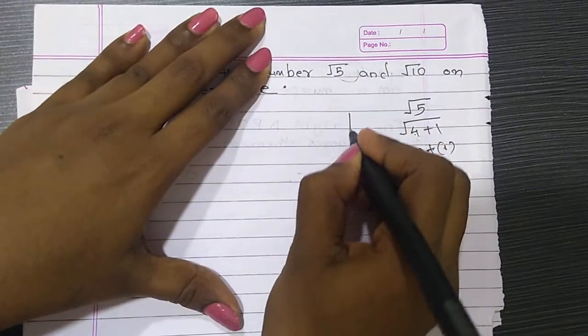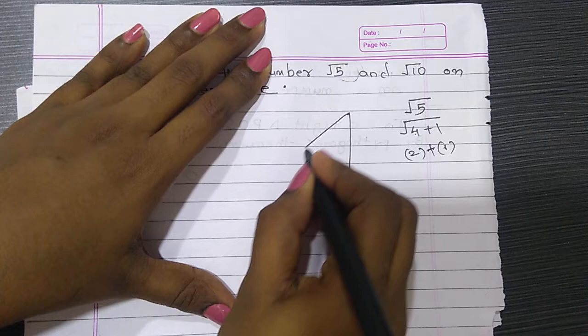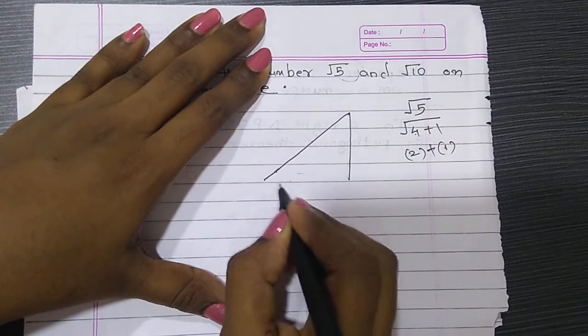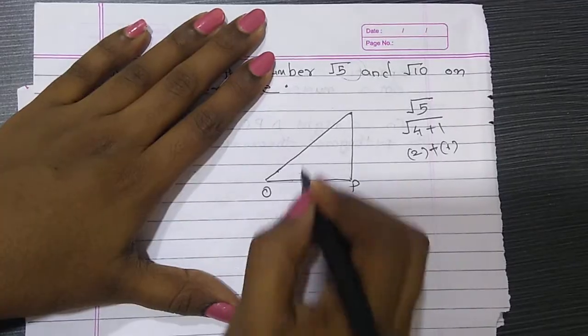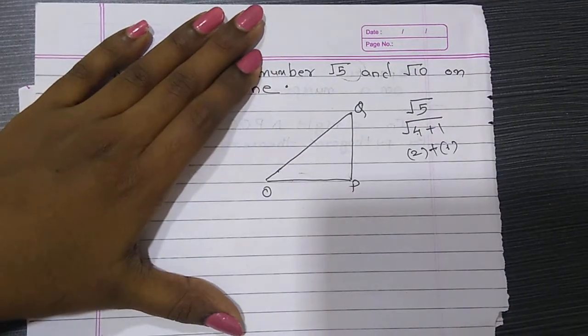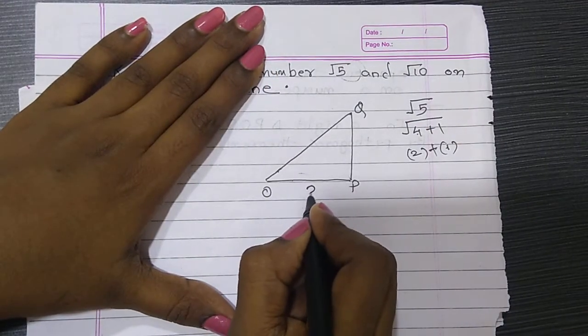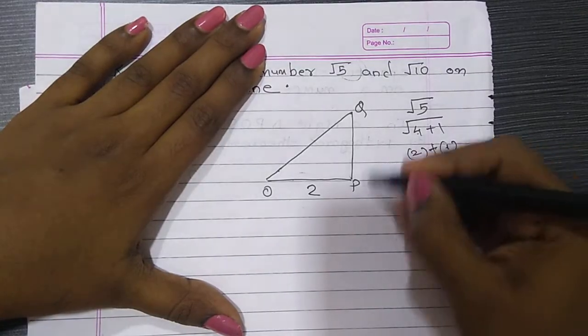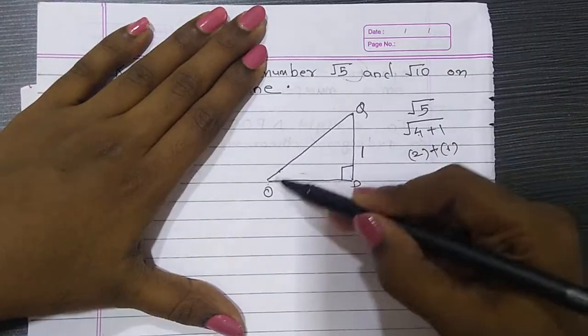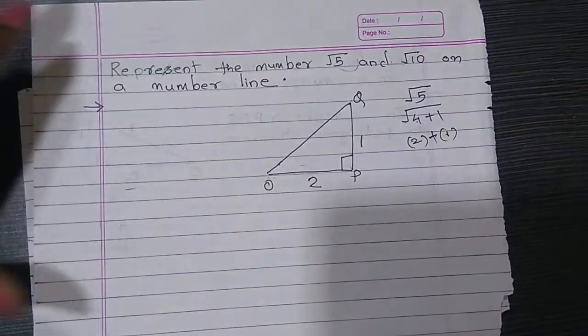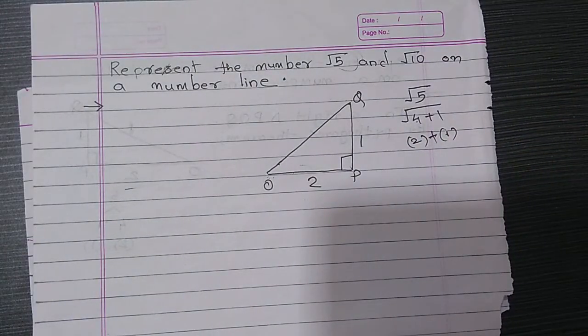Now I'll be just drawing a right angled triangle. I'll just give it a name as POQ. And I'll put the value 2 at its base and 1 as its height, and I want to find out the value of this. Okay, so now I'll just write this.